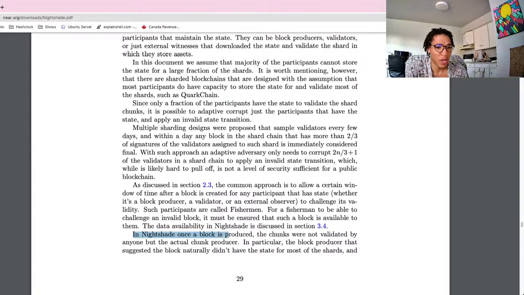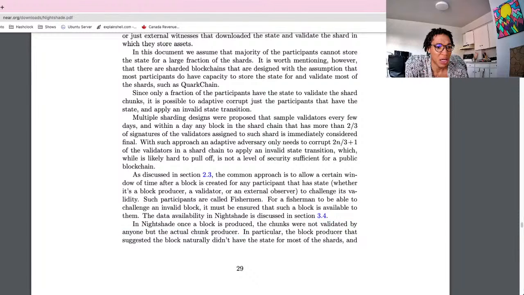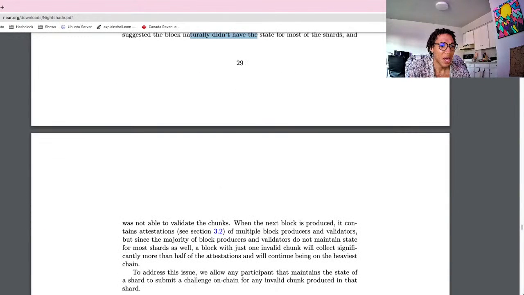In Nightshade, when a block is produced, the chunks are not validated by anyone other than the actual chunk producer. In particular, the block producer that suggested the block naturally didn't have the state for most of the shards and was not able to validate the chunks.